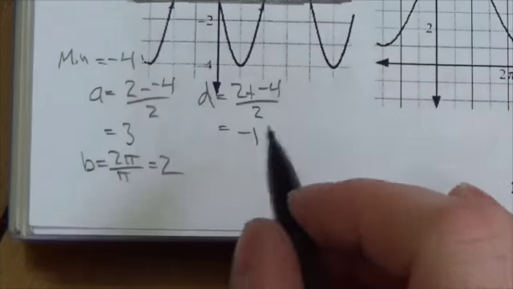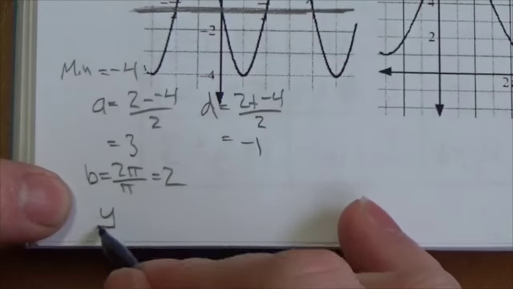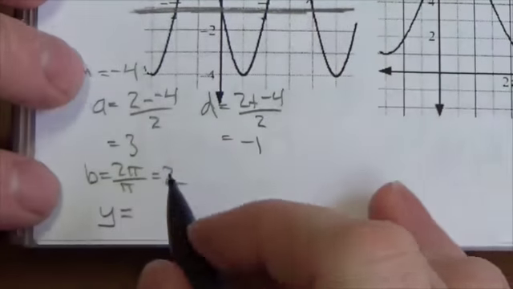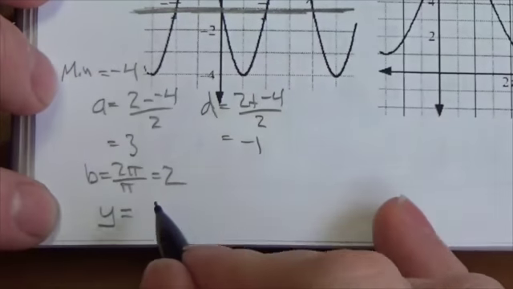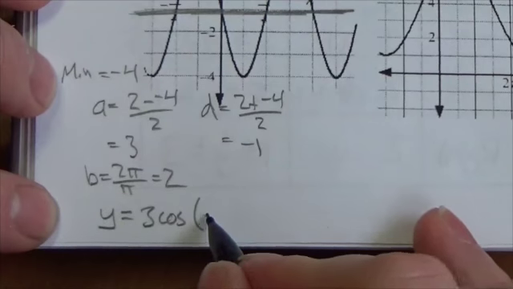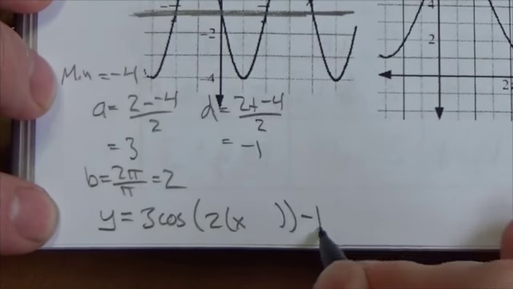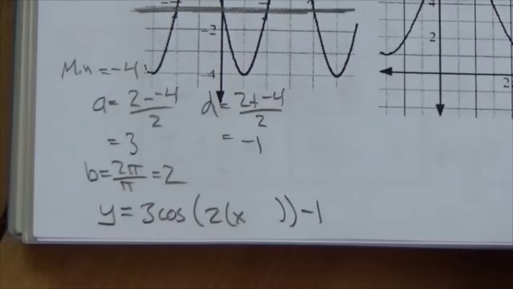So now with this, I can tell you that my equation, I've got to fit this in right at the bottom here. My equation is going to be y equals, now they wanted a positive leading coefficient here, so 3 cosine of 2. I still don't know what my phase shift is yet. I'll get to that in just a second. Close bracket, -1.